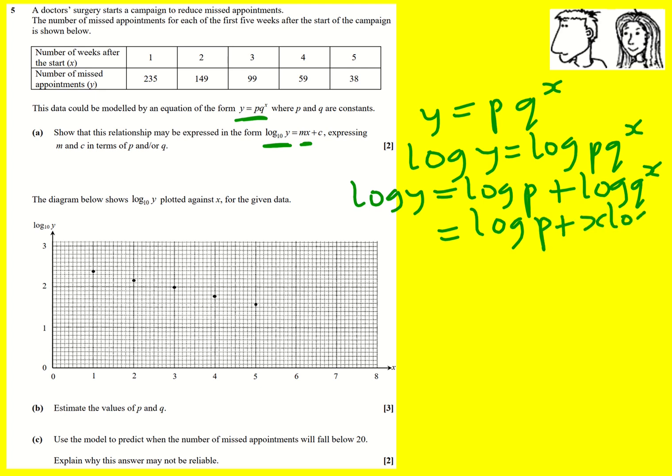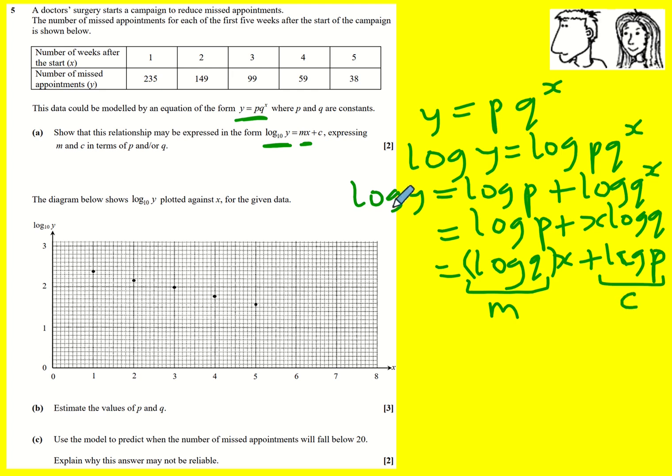x log q. I think I would then write it so it's directly in this form, so it's going to be log q x plus log p, and that is going to be my m, and this is going to be my c, and I've put it in the form as required.